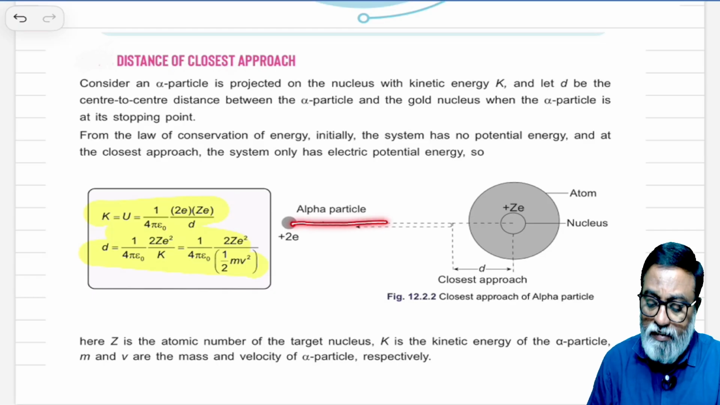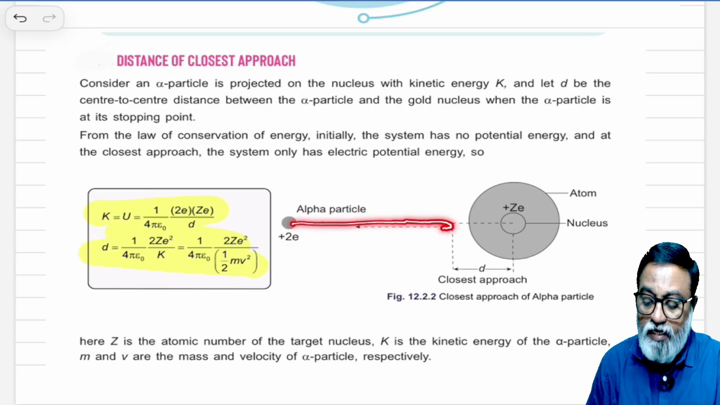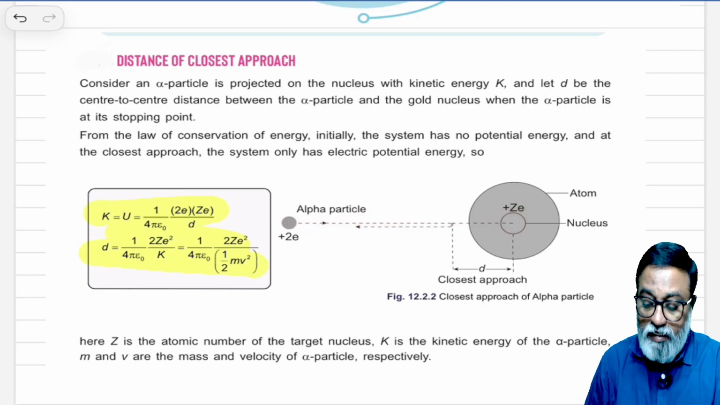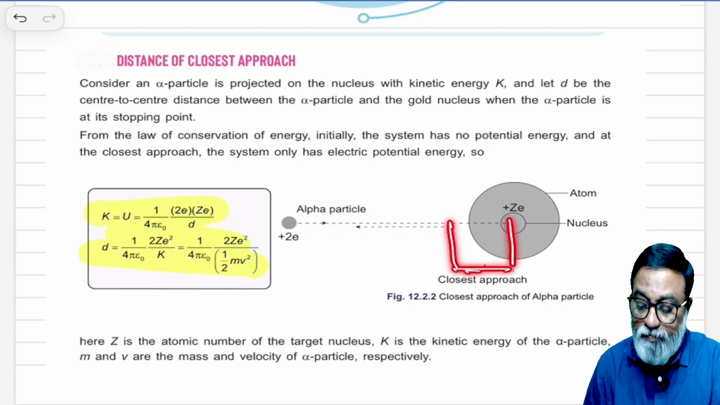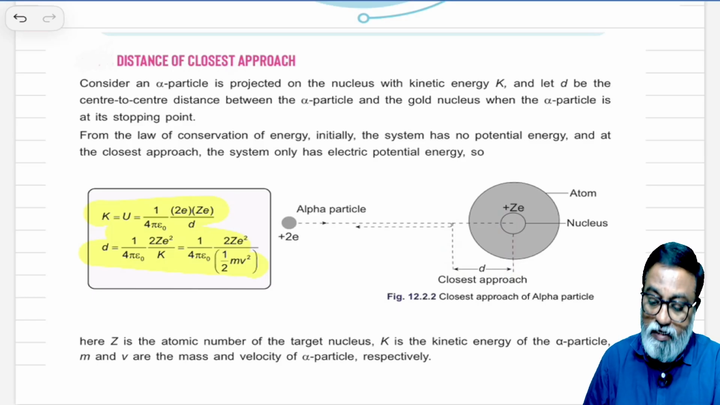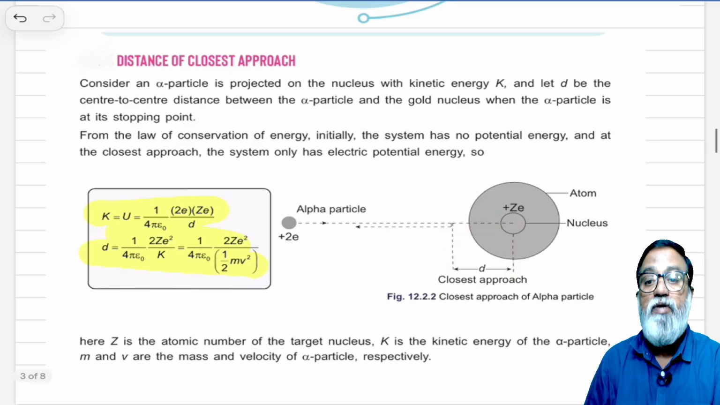When it is moving like this, its kinetic energy decreases, and at this point its kinetic energy becomes equal to the interaction energy between these two. At this point, its velocity becomes 0. This minimum distance up to which it approaches the nucleus is nothing but the distance of closest approach.